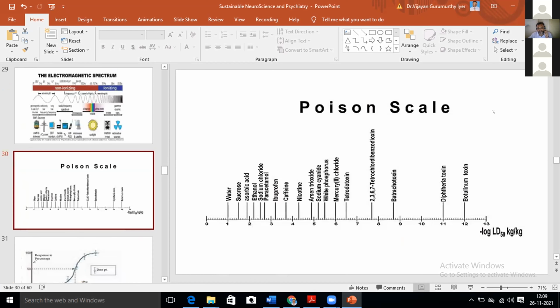This is a poisoning scale. The poisoning scale is the negative logarithm of the LD50, that is the lethal dose 50% for test organisms. Botulinum toxicity is 12. Water toxicity is 1. And for example, paracetamol, in our BPCT, is near around 2.7 to 2.71.